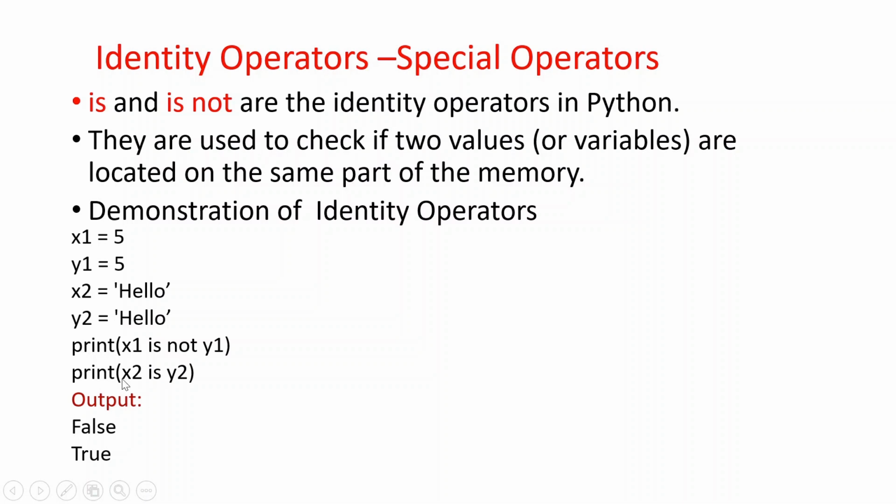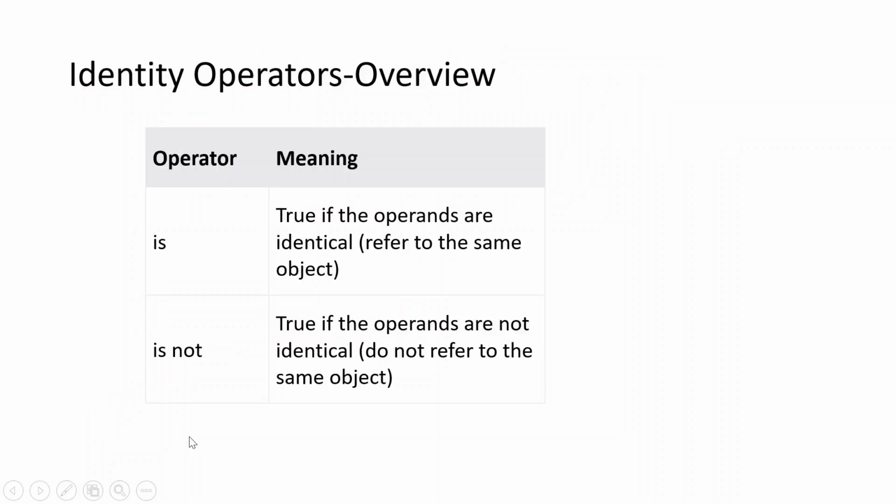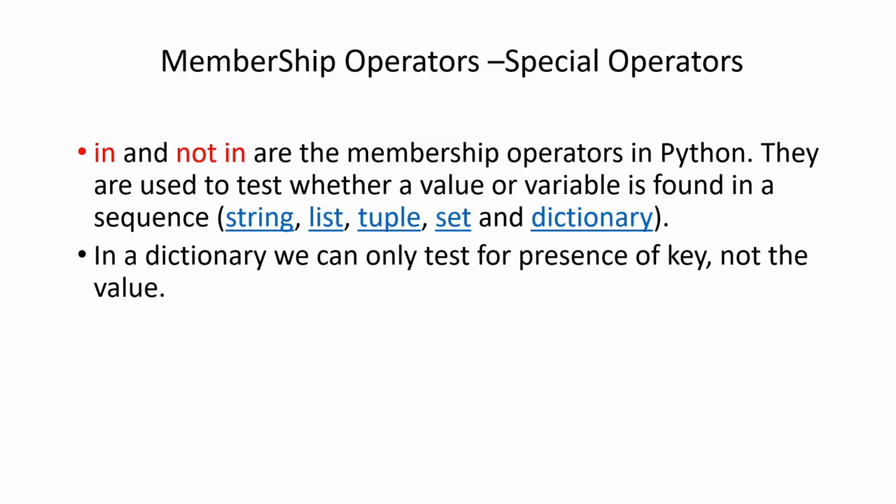So output is false. Now here print x2 is y2. Both these strings are the same, so definitely x2 is y2. This statement is true, so the output is true. So it will check the availability of the value by using is and is not. is is true if the two operands are identical, refer to the same object. is not will return a true if the operands are not identical, do not refer to the same object.